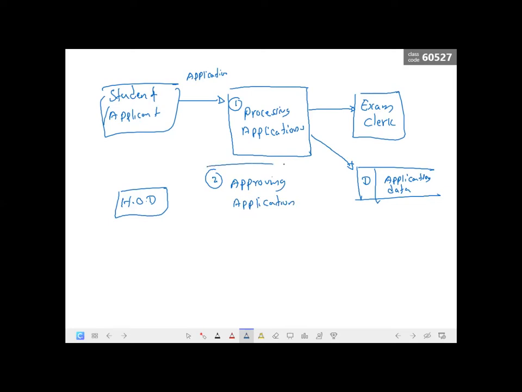Why students? You know, right? Not only submitting your application is enough to get the admission. HOD must definitely give his or her approval after checking your assignment marks, right? Whether you have submitted the assignments or not, then he is going to approve your application.